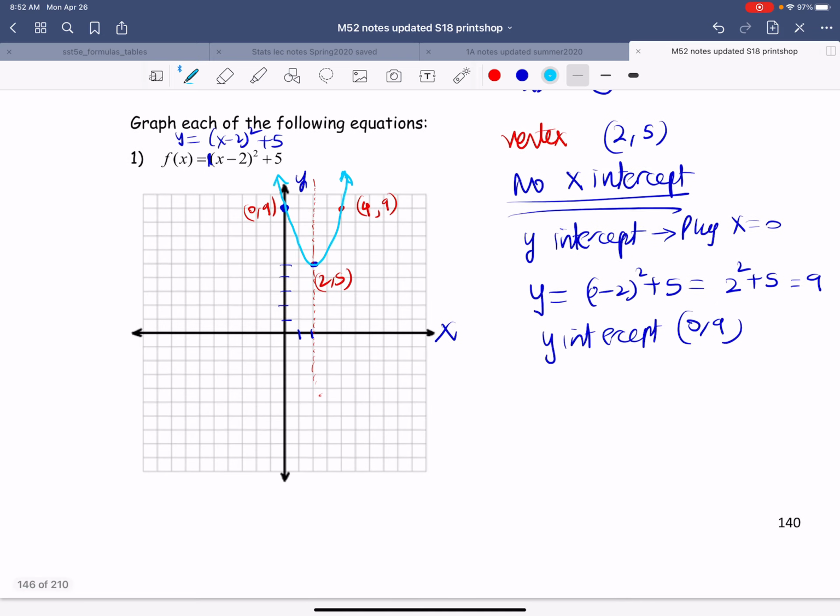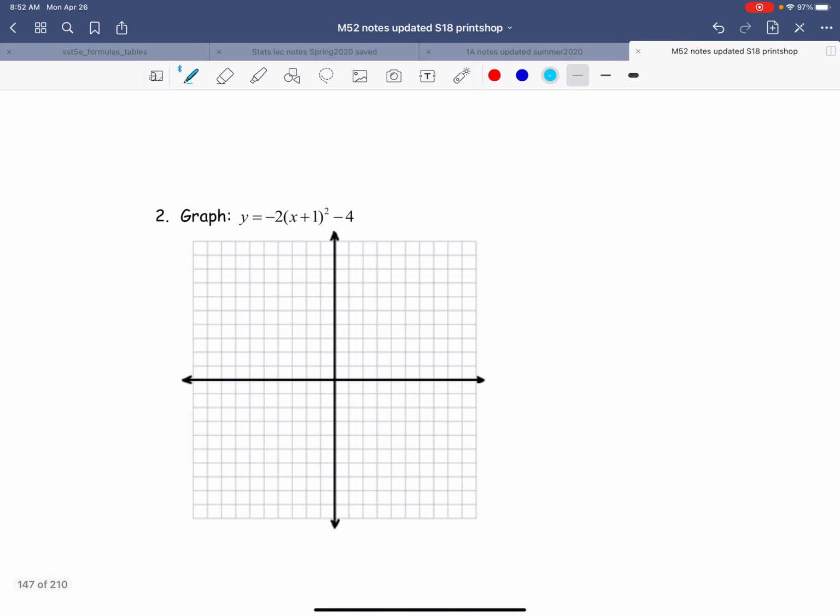Right, next example of graphing a quadratic function, y equals -2(x + 1)² - 4. The very first step, I know that this parabola opens down because I have a negative a. Next step is to find the vertex. The vertex is going to be (-1, -4).